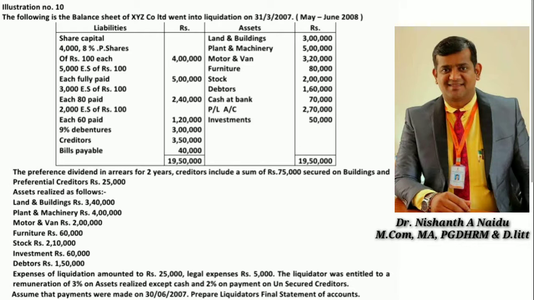2007. Balance sheet has been given. Liability side, share capital: 4,000 8% preference shares of rupees 100 each. So that is 4 lakh rupees. Then 5,000 equity shares of rupees 100 each fully paid up. So that is 5 lakh rupees.